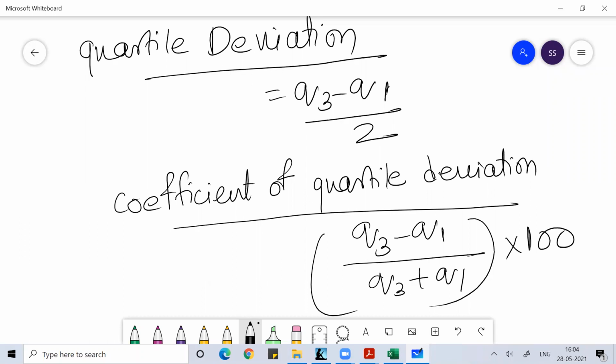Now what are quartiles? Already in this class, when I was teaching you median, I told you about partition values like quartile, deciles, percentile. If you forgot by this time, then you should watch my video on median, quartile, decile, percentile, everything I've done in one class. That will help you understand in a much better way. So coefficient of quartile deviation is (Q3 minus Q1) by (Q3 plus Q1) into 100. Quartile deviation is (Q3 minus Q1) by 2.